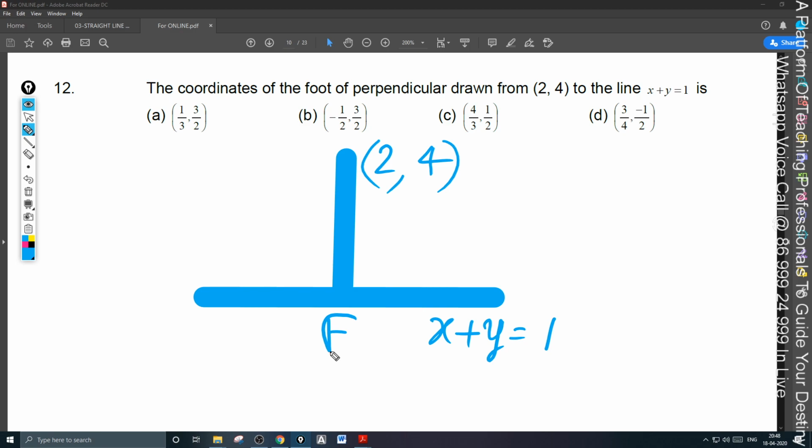Many of the students solve this foot using that formula, but what I say now is a very simple way of solving. The angle between these two is nothing but 90, and hence I'll write its equation. How do I write the equation? Because it is perpendicular, I can write the line equation like this.